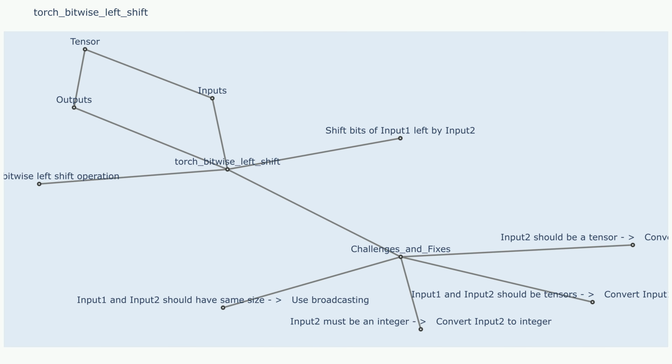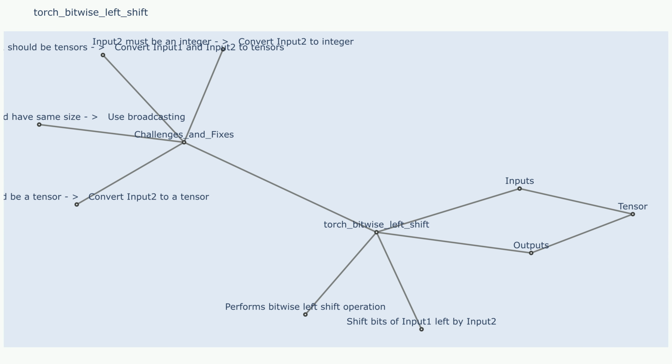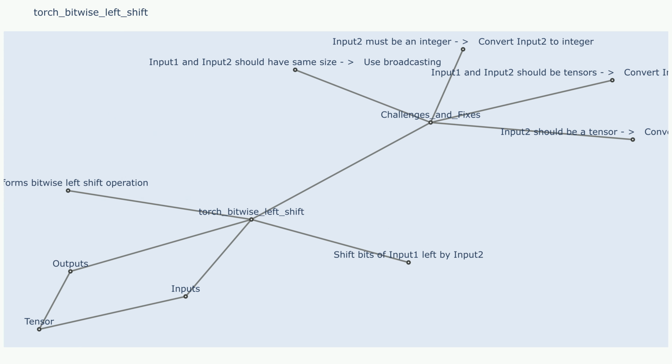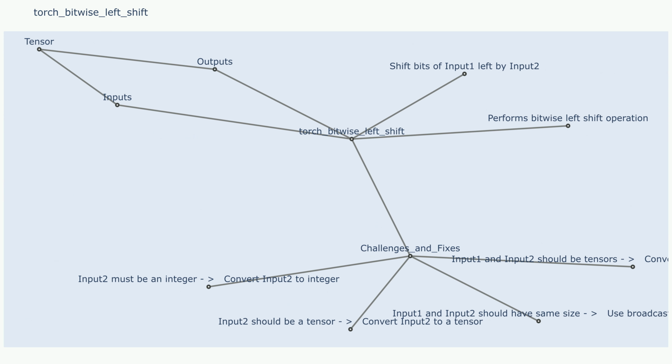Torch bitwise left shift. Description: performs a bitwise left shift operation on two tensors. Inputs. Input 1: the first input tensor. It represents the value to be shifted. Input 2: the second input tensor. It represents the number of positions to shift. This input is often an integer tensor.